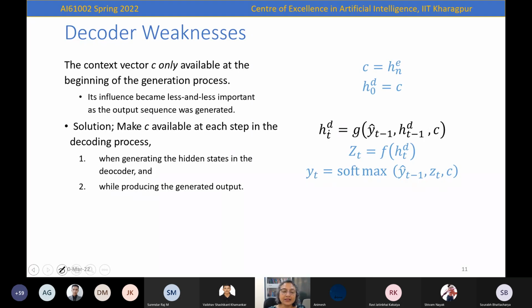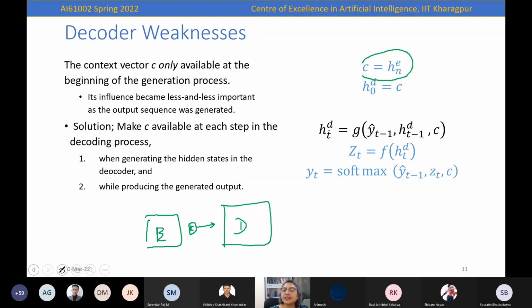Now, there are certain weaknesses of this system that we described. The context vector that we get is the last hidden state of the encoder. And this is a vector of fixed size. And this is the only input that the decoder gets. Right? The decoder gets only the context vector as the input. Now, this creates a bottleneck because this context vector is a fixed length vector. And if the input sentence is very large, all the information has to be contained in this.